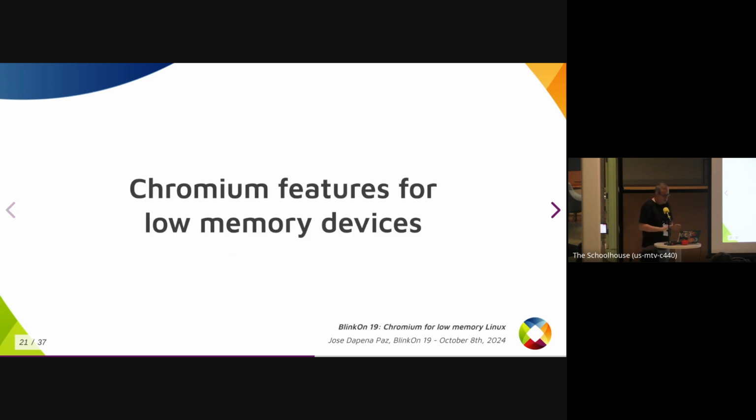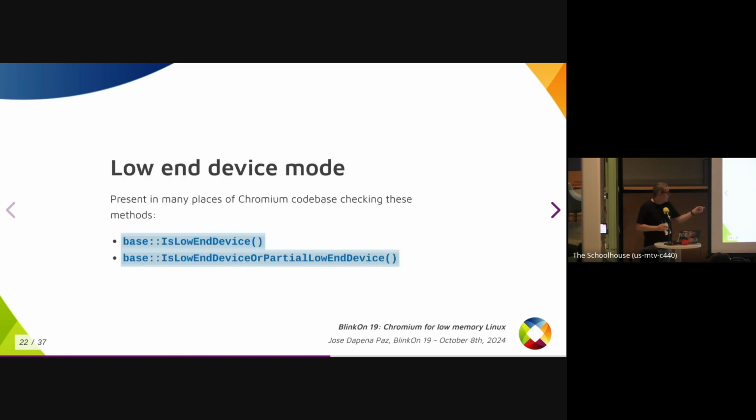Okay, so let's go through what Chromium provides for low memory devices, right? First, we have this API. This is going to be around all the code base, basically just checking, okay, if we are in a low-end memory device, we are going to do this and this and this. And the idea is having lighter paths regarding memory for some scenarios.